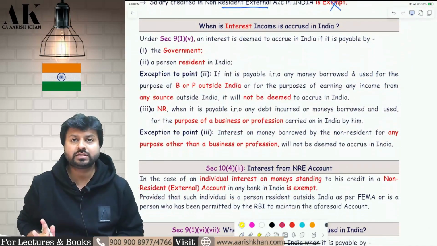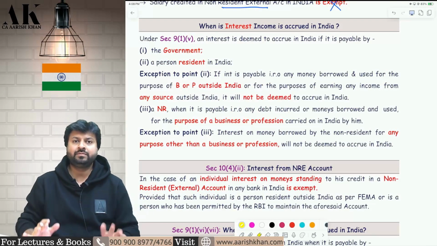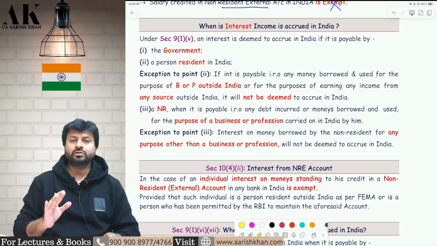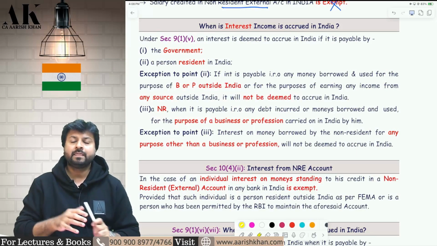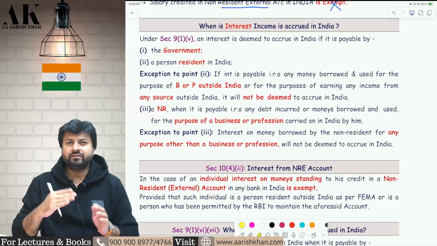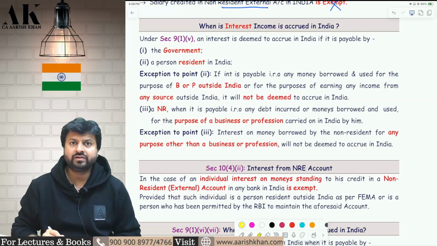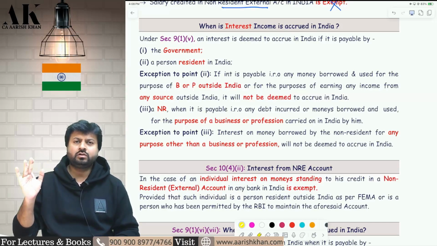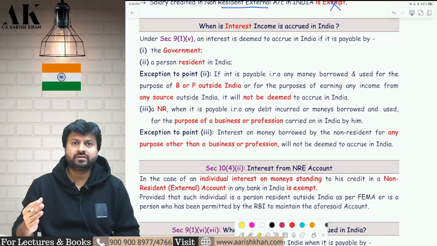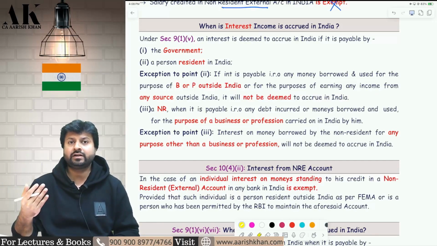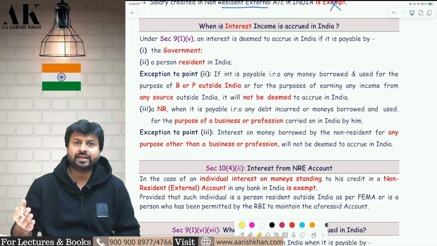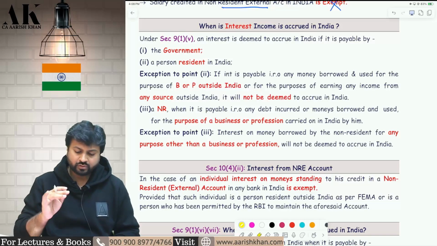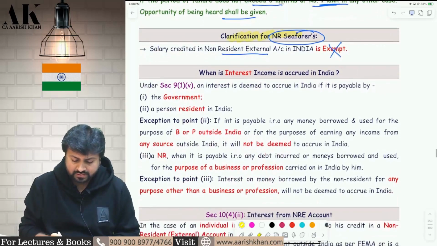Now let's move on towards the next part, which is a very big part of your discussion and one of the most important parts of this chapter, that is interest, royalty and FTS. Along with that, we will also talk about the taxability of dividend. First of all, we need to talk about when interest is accrued, when royalty is accrued, when FTS is accrued. Then what is the tax rate, what are the TDS rates, what all deductions will be allowed to us, and so on and so forth.